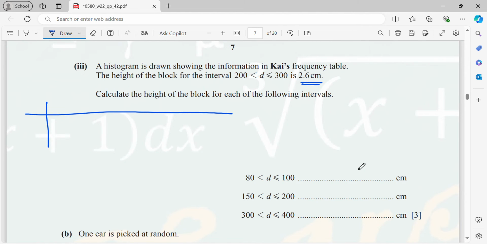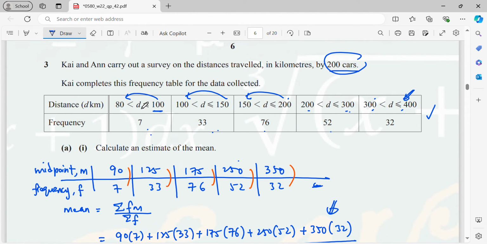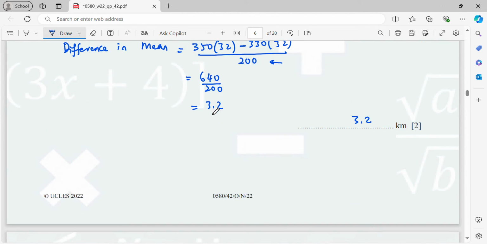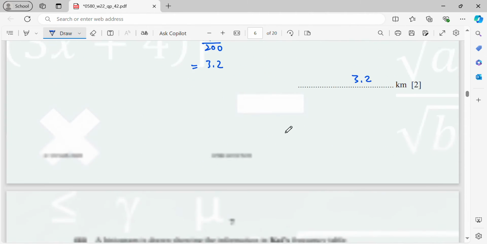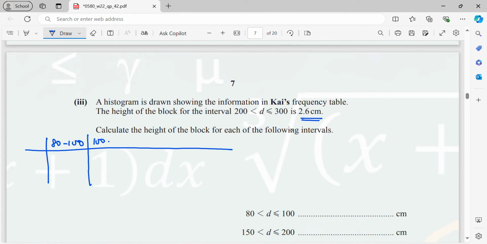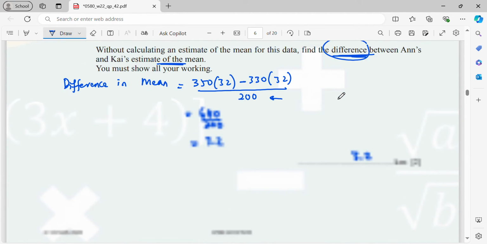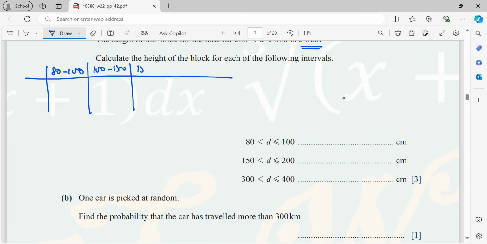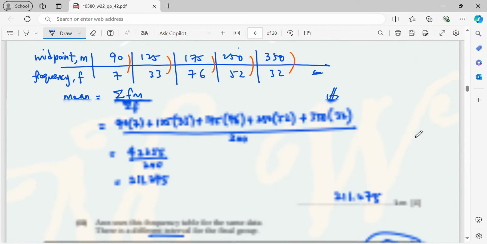This will be 80 to 100. Instead of writing in interval form, I will just write dash. Okay, 80-100 for the first class. So 80-100, then 100 to 150. After that, 150 to 200, 200 to 300. After that, 300 to 400.